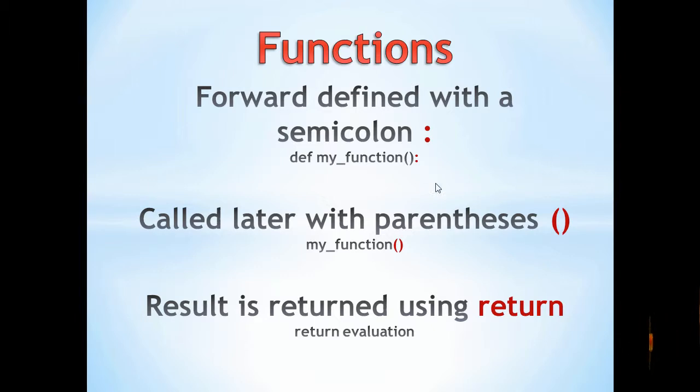Functions must be forward-defined using a definition and colon, and we put our function name inside with parentheses. We can call them later using parentheses, such that my function with parentheses is now going to call what is written inside of the definition. Once we have called the function, we can return the evaluation, though we can only return one evaluation at a time. It is important though to remember that we can return a container.